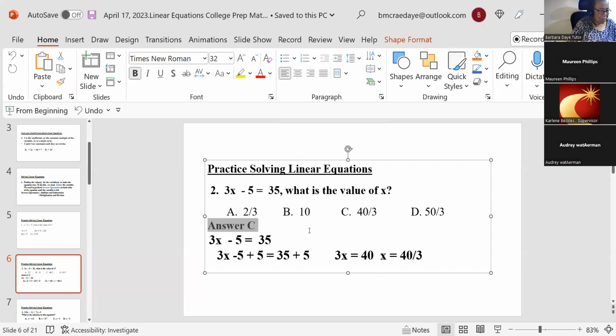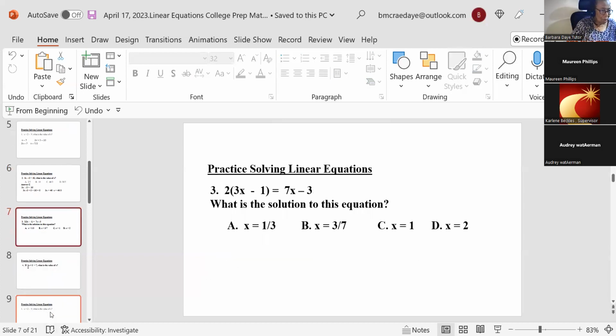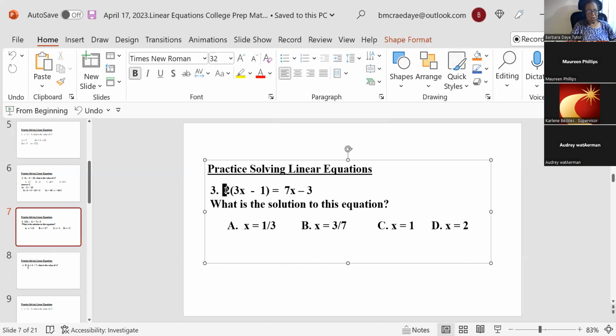Okay. Now, let's go to number 3. Number 3, you've got parentheses, and you know what you do with parentheses. Remember from PEMDAS? What do you do, Audrey? What do you do with the parentheses? Here we have 2 times the expression in parentheses 3x minus 1 equals 7x minus 3. So what do you do with the parentheses?